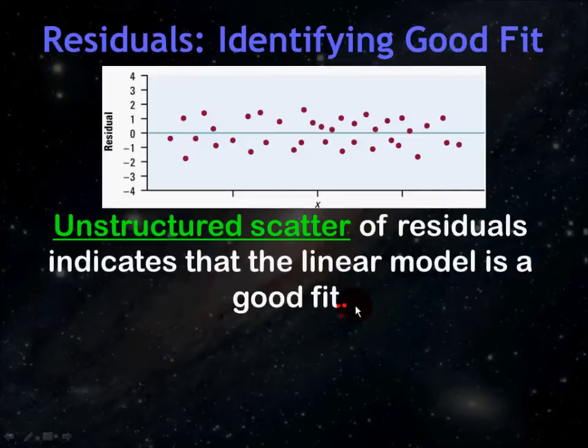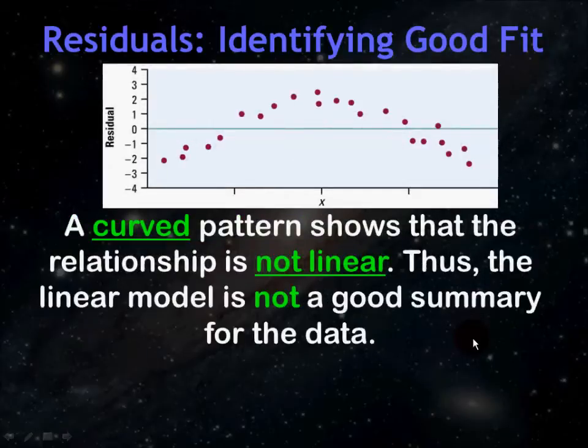So that means the linear model is a good summary of data. It's a good fit. That's good. Now, if you have a curved pattern, that will indicate to you that the relationship is not linear. So if you see a curve or any other sort of distinct pattern, that tells you the relationship is not linear. Thus, the linear model is not a good summary for the data. You would not use the least squares regression line to describe or predict values of y given values of x.